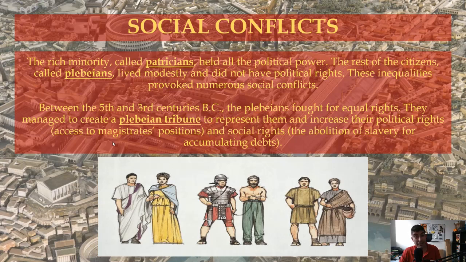They could finally access the magistrates' positions since the 4th century. One consul was plebeian since the 4th century, and they gained all other social rights, for example, the abolition of slavery for accumulating debts. If you remember, this is something that happened in the first civilizations in Mesopotamia, in Egypt, and also in Greece. These are patricians, these are plebeians, and these are slaves and a legionary.